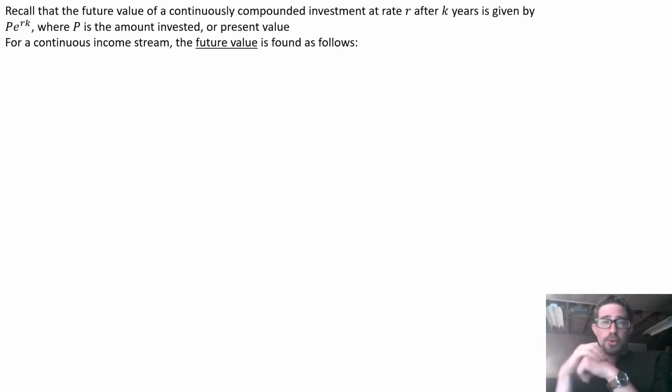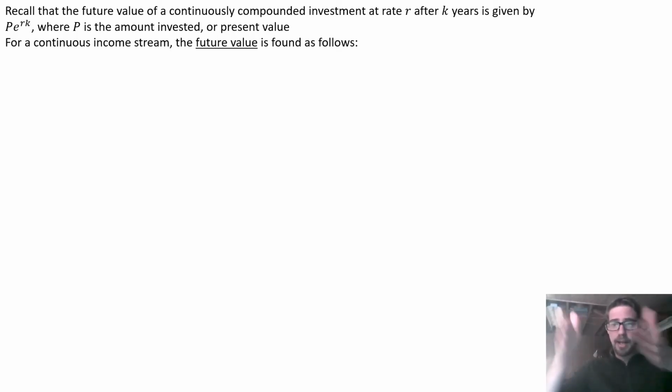When we talk about future value, I'm using K because it's K years. Now we're investing our continuous income stream, so it's like we're continuously investing it as well. That's why we need an integral. We're not just taking a big chunk of it every once in a while and putting it in an investment fund.